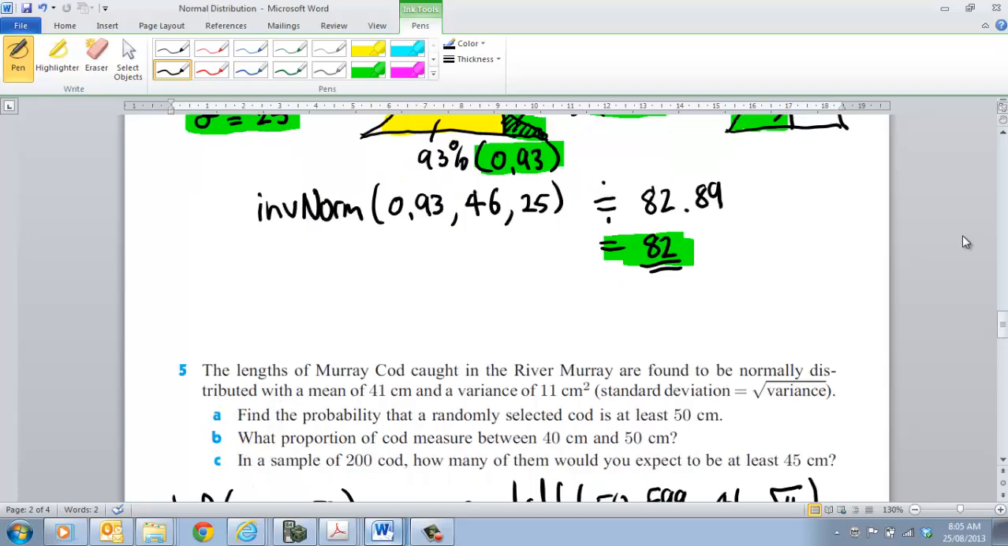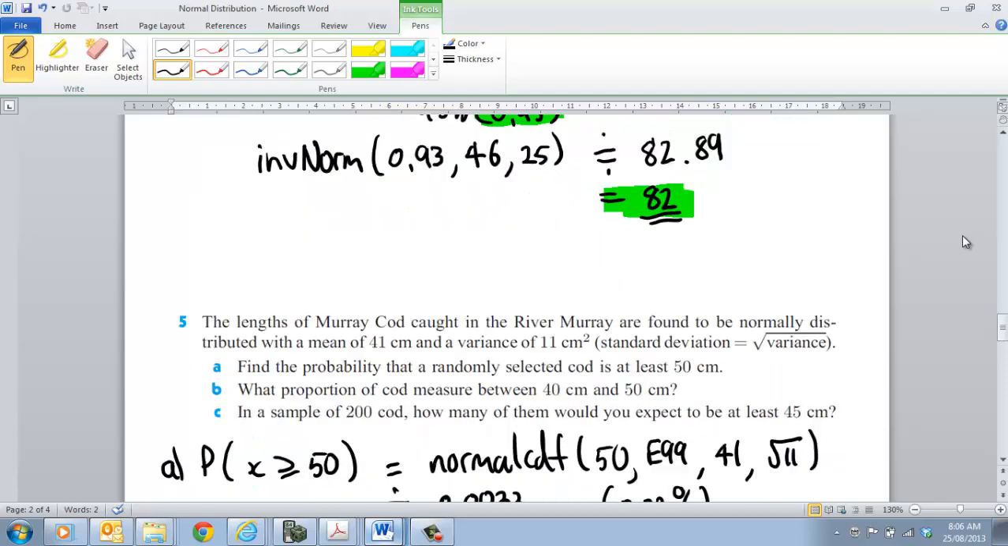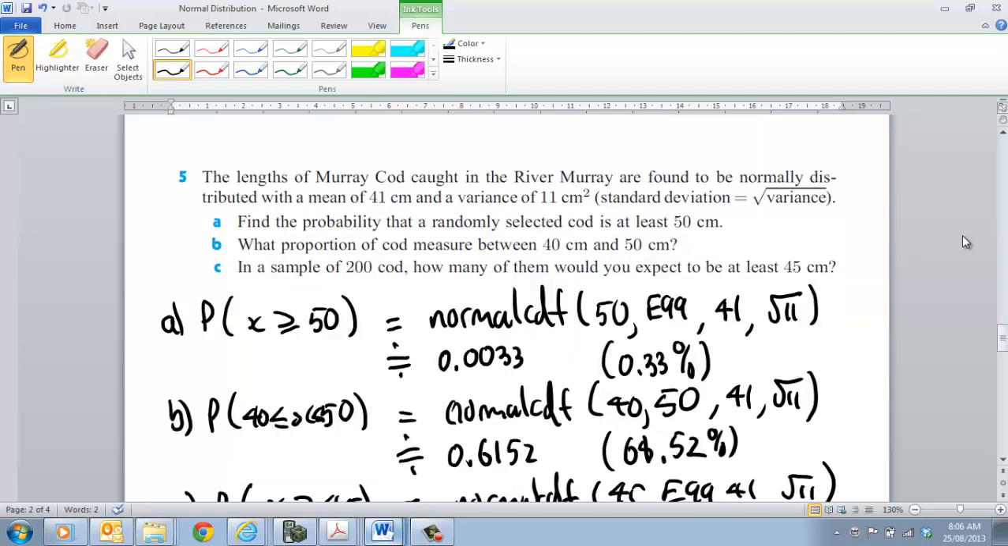Just another little variation of the normal distribution stuff. This is essentially the same sort of question, so I won't go through this in great detail, but the first part of that is when we start looking at x being greater than 50. Again we don't have an upper value, so we use our e to the 99, and we use our 50 as our lower value.